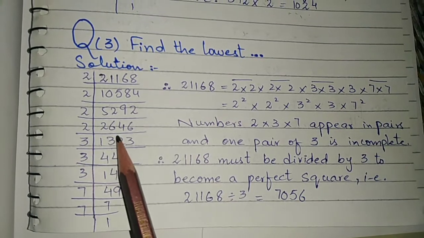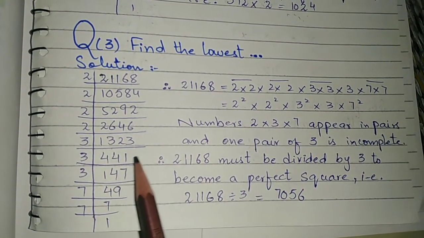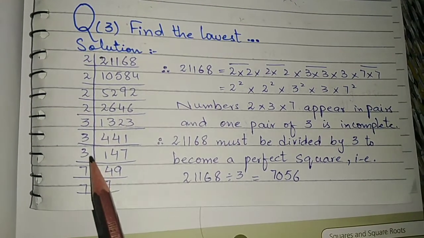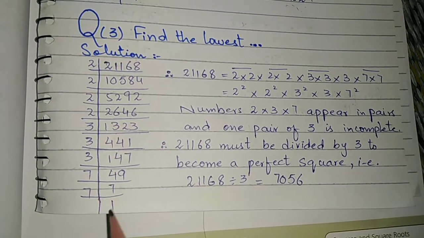3 4s are 12, 1 carry, 3 4s are 12 and 3 1s are 3. 3 1s are 3, 1 carry, 3 4s are 12, 2 carry, 3 7s are 21. 3 4s are 12, 2 carry, 3 9s are 27, 7 7s are 49 and 7 1s are 7.